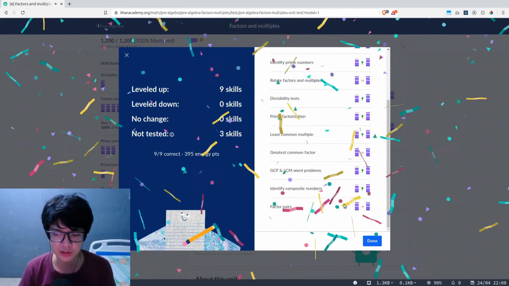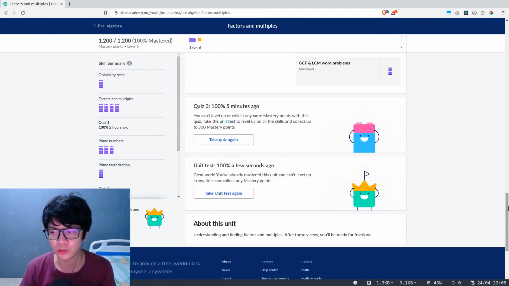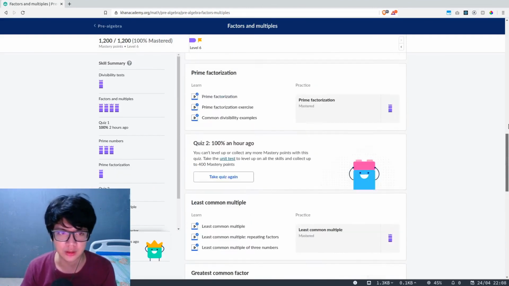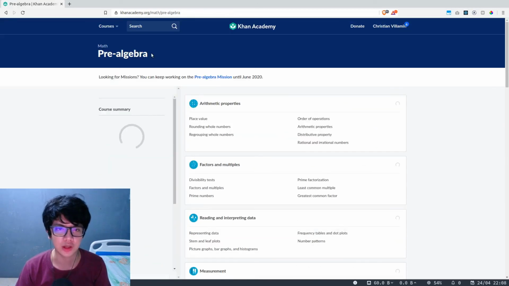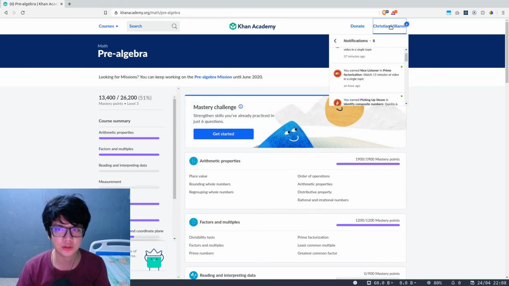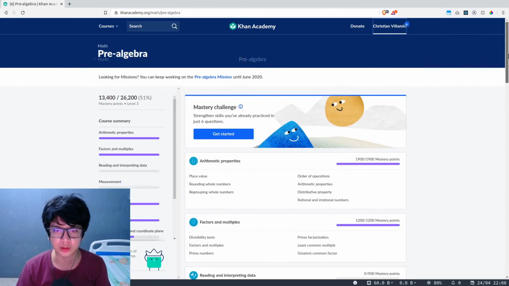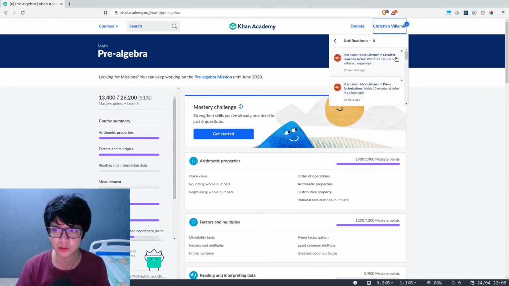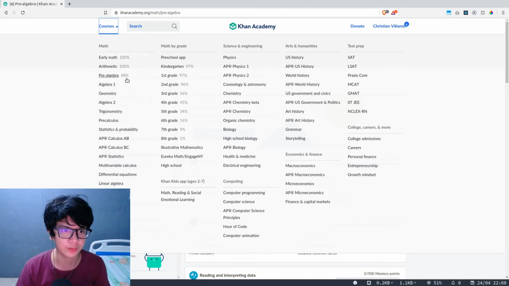Okay, I guess I've mastered this section. Cool. Amazing. Okay, so let's see what's next. The next is reading and interpreting data. Wow, that sounds insane, but okay. Let's see how much we've improved.